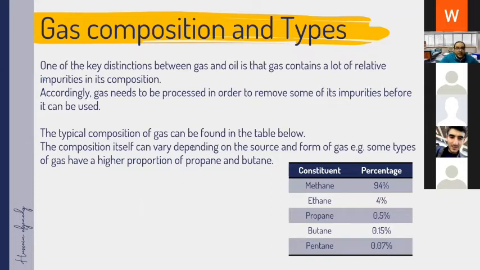Okay, and the typical composition of the natural gas is methane around 94%, ethane around 4%, and propane 0.5, butane 0.15, and so on. This composition differs from one reservoir to another, from one gas to another. But mainly the natural gas is methane. Around 90% plus of natural gas is methane. Okay.